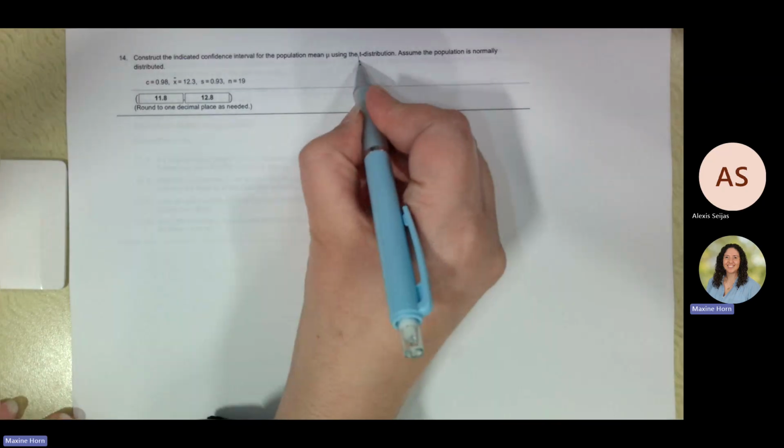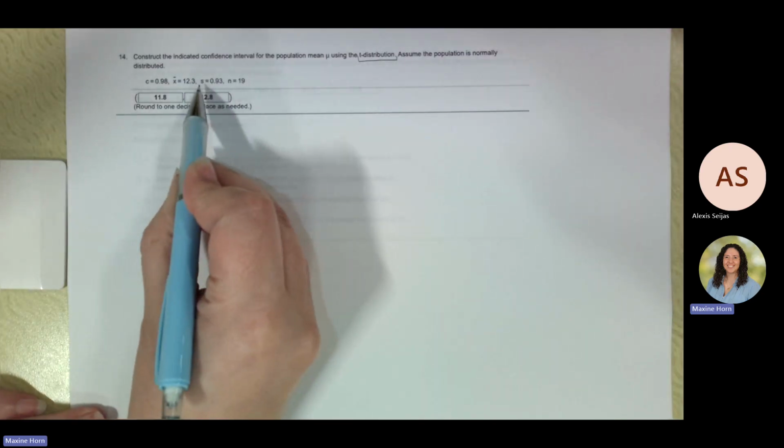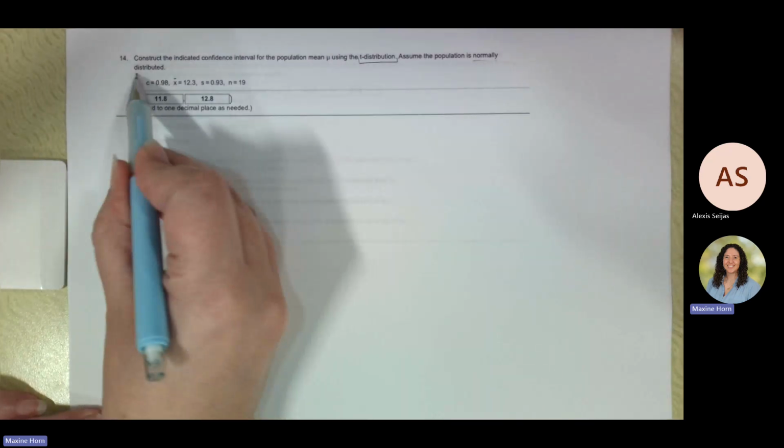Okay, construct the indicated confidence interval for the population mean using the t-distribution. They just came right out and told you, hey, don't forget, you're going to use a t-distribution here because you have a sample standard deviation as opposed to a population standard deviation. Assume the population is normally distributed. So they're saying, hey, don't worry, it's okay, you're allowed to.